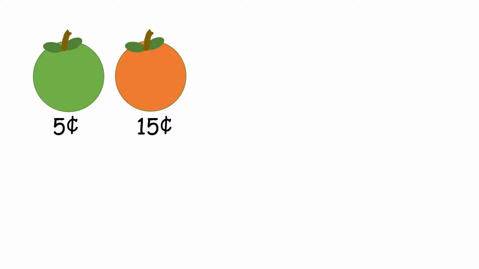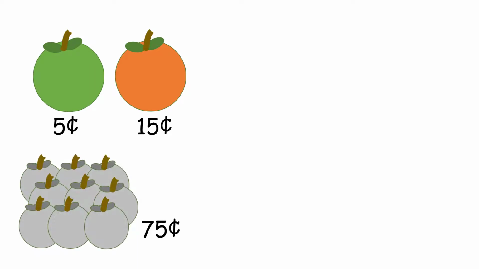Now, the fruit store has apples, which cost 5 cents, and oranges, which cost 15 cents. So you spend 75 cents and you buy 9 items of fruit. How many apples and how many oranges did you buy?